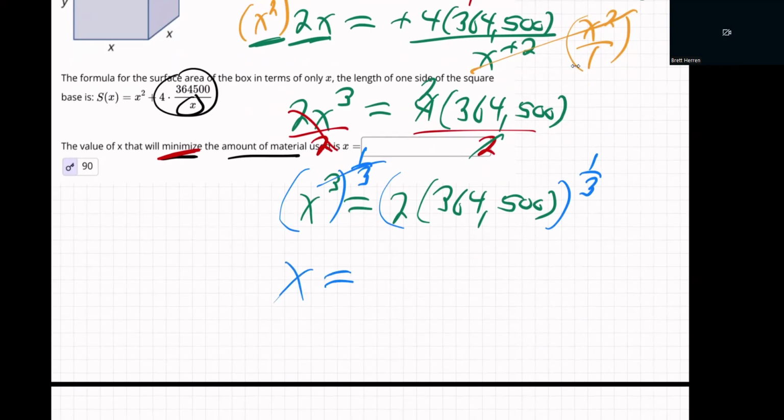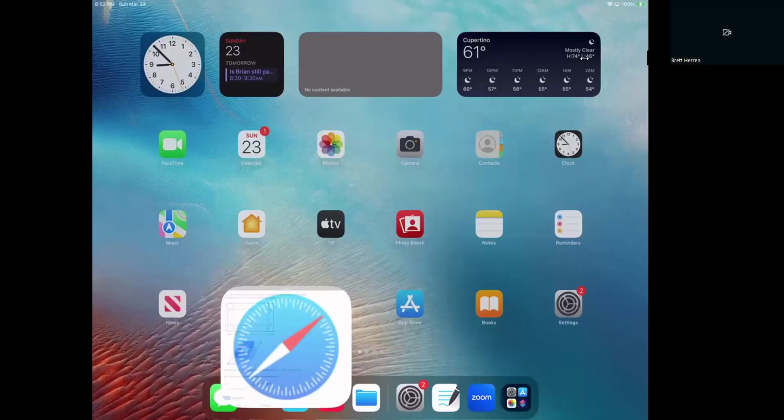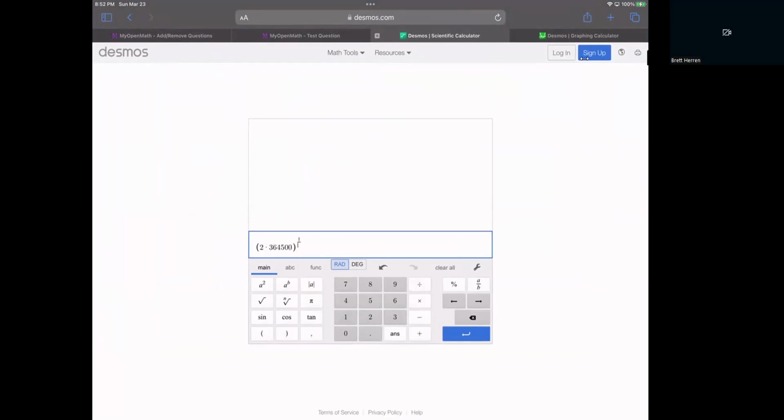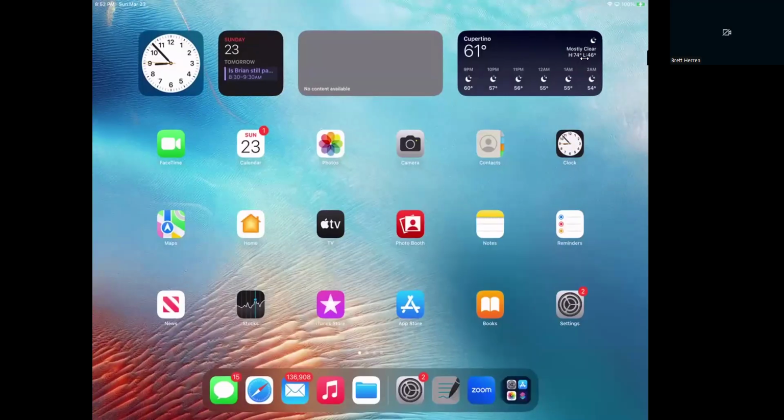2 times 364,500, to the power of 1/3. It's 90. Look at that. Beautiful. There it is. Nice, clean 90.